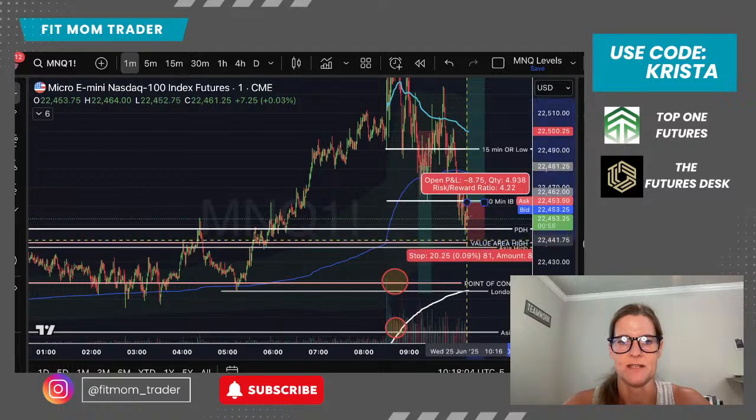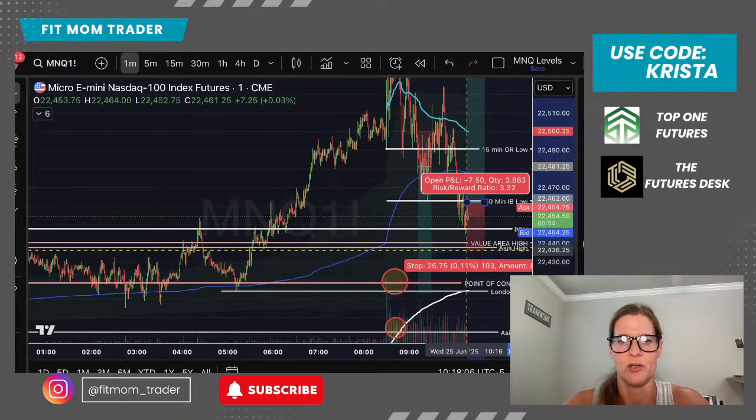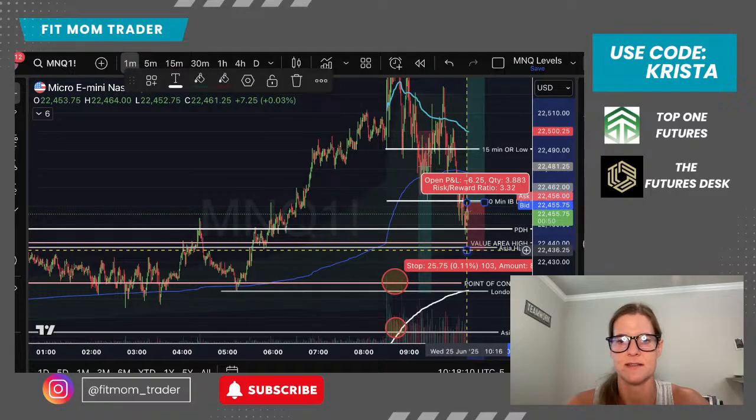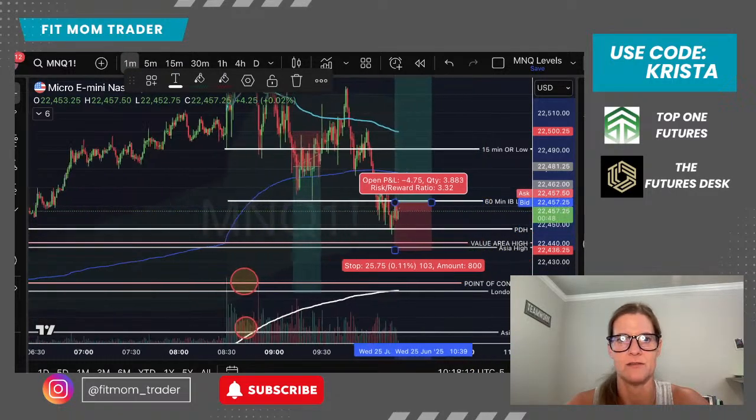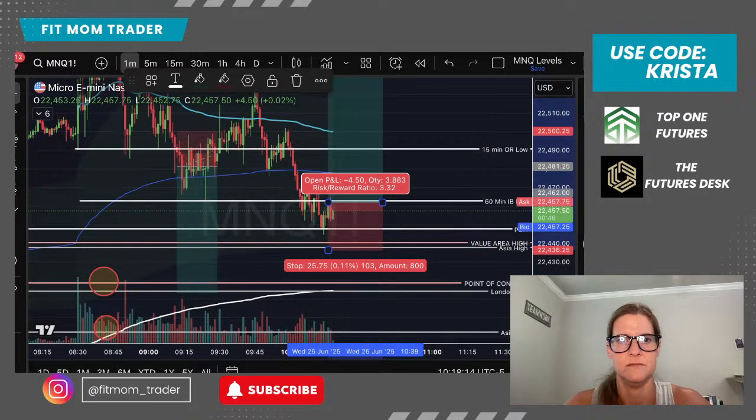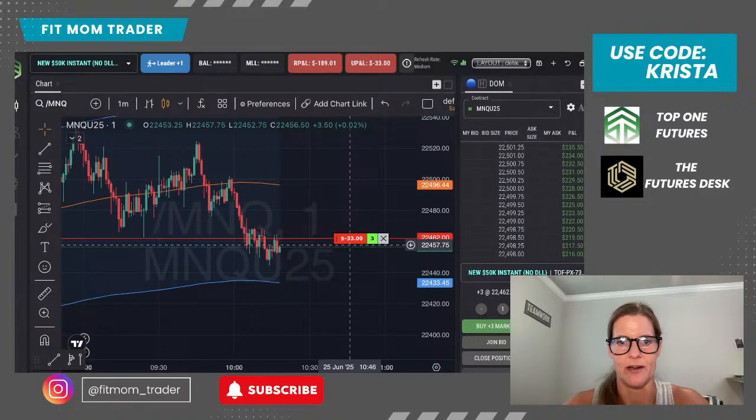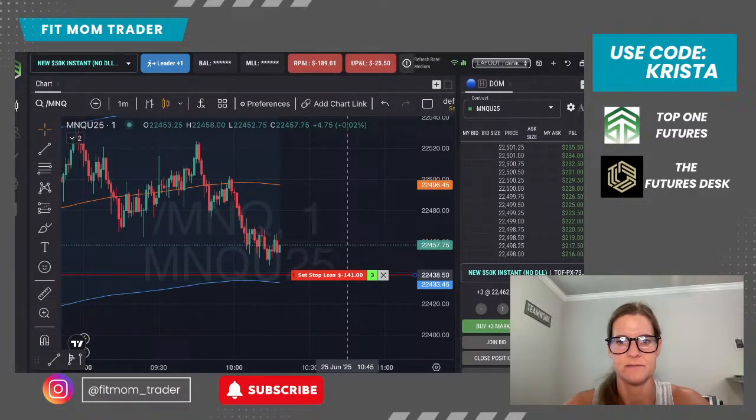I'm gonna give my stop loss a little bit of room and go below these previous wicks. 436 is where I'm gonna put my stop loss right now. And as we move higher, I will lower that risk.